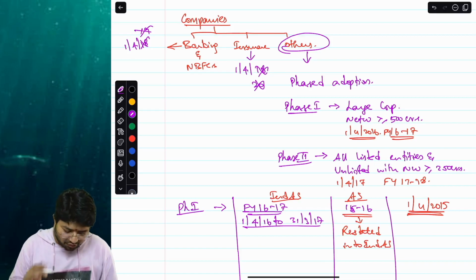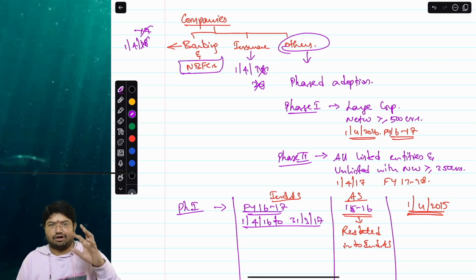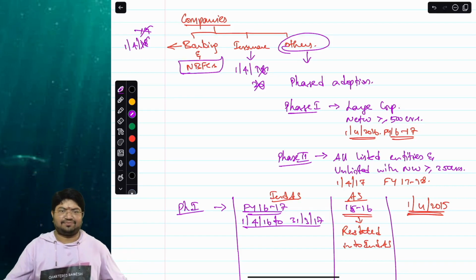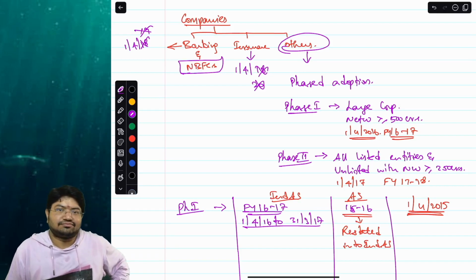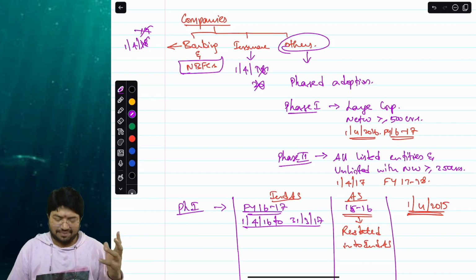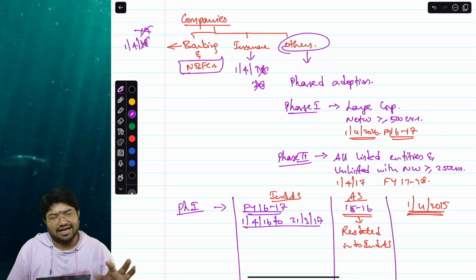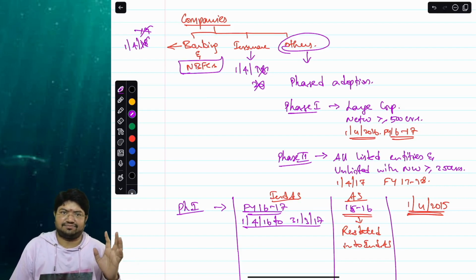Okay. Now coming to NBFCs, look at how strategically RBI has planned. For NBFCs, RBI has announced dates because that is private. There are NBFCs following Ind AS, but for banks they did not. Reason being, public sector banks also exist in India.